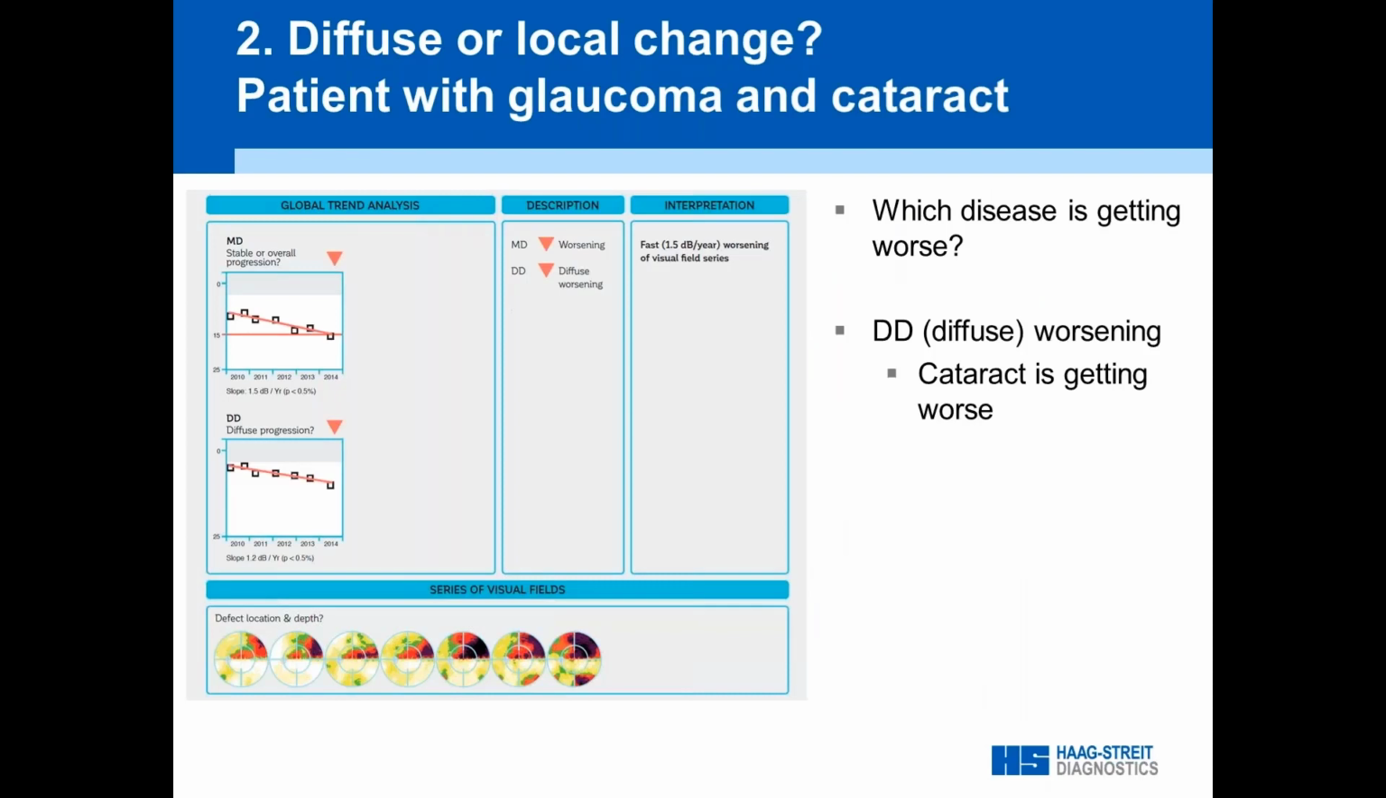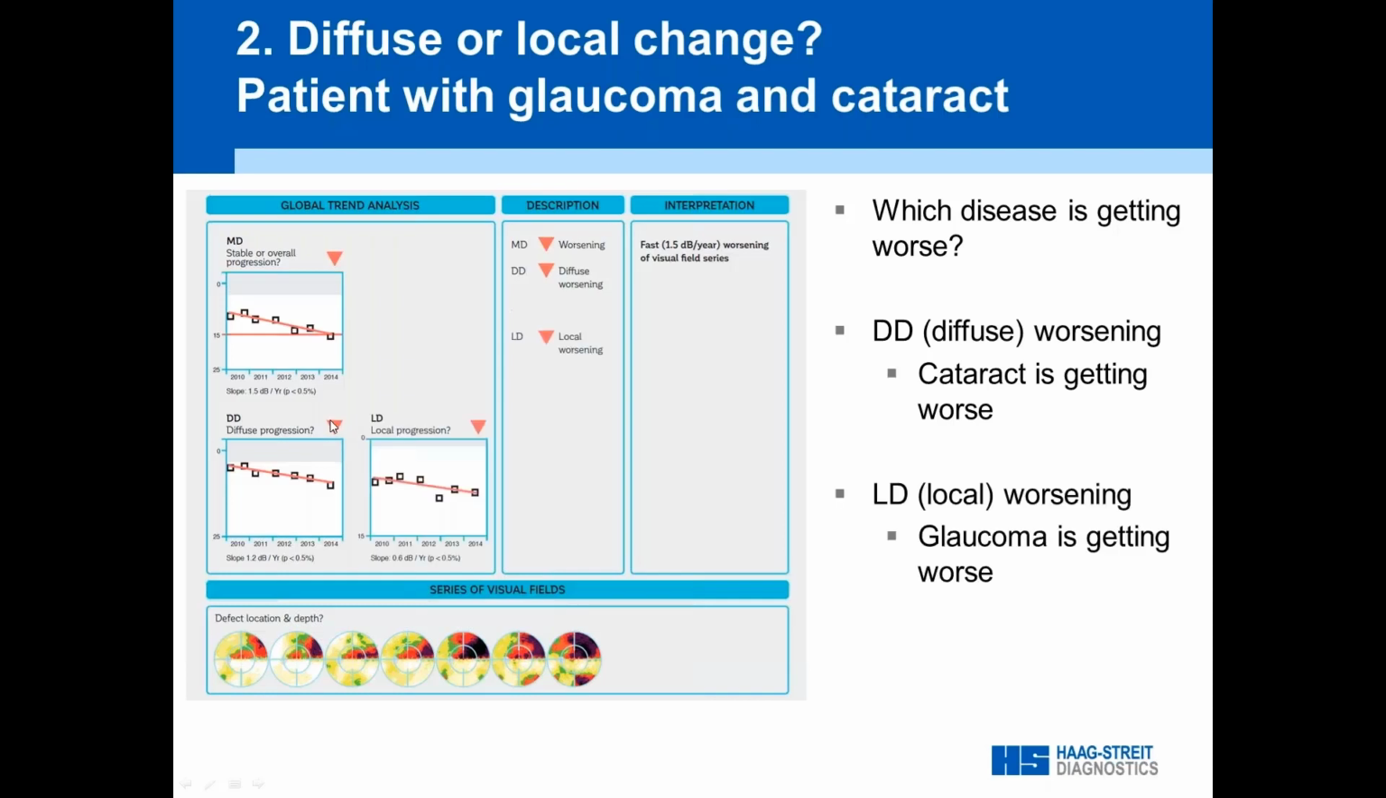And here, interpretation again is like before, quite straightforward. Do I have diffuse progression, DD, diffuse defect progression? I have a red arrow down. Yes, I do. Do I have local worsening, LD, local defect progression? I have a red arrow down, so yes, I do. So then I know, okay, my cataract is getting worse, my glaucoma is getting worse. And that's quite nice.